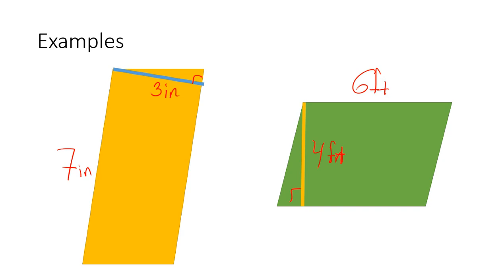Okay, so the area of the first one would just be 7 times 3, so that gets you 21 inches squared. And the area of the second one would end up being 6 times 4, which is 24 feet squared.